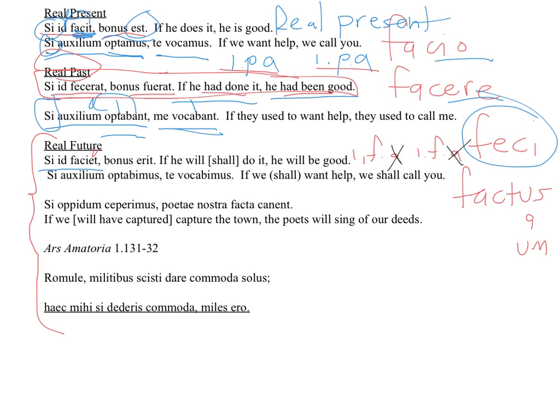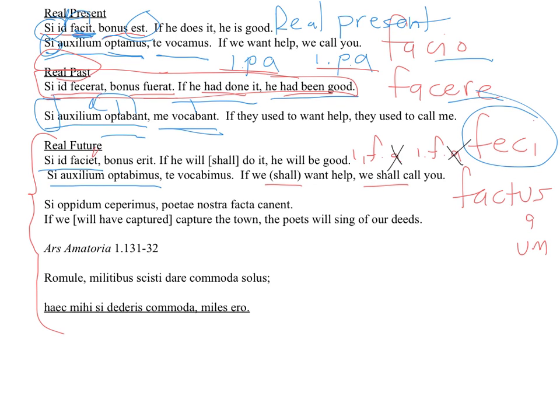Look at the second example. "Si auxilium optabimus, te vocabimus." If we will want help, we will call you. Lots of times, proper English requires you to translate this technically as shall, so the books will print shall, but I don't think people really use shall that much anymore, so I'll speak it more colloquially. If we will want help, we will call you. That's an indicative future followed by an indicative future.